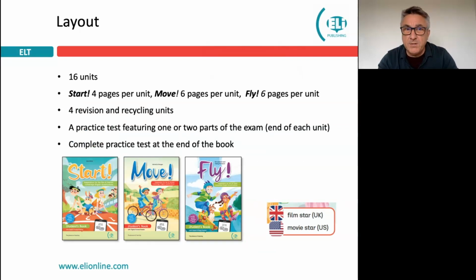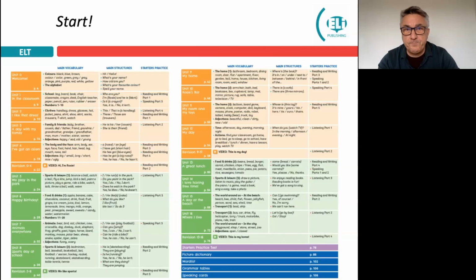There are 16 units. Start, Move and Fly have the same layout, but in Start there are only 4 pages per unit, whereas Move and Fly have 6 pages per unit, but every 4 units there is recycling and a full practice test at the back of the book.